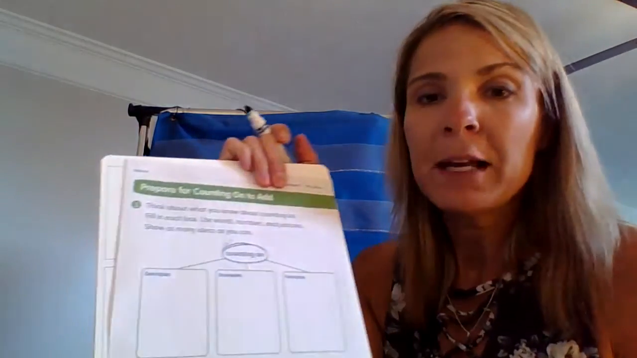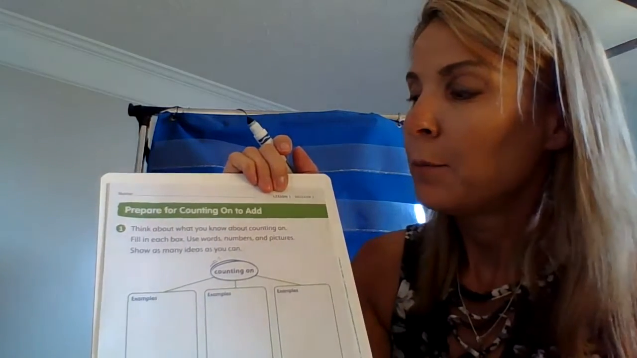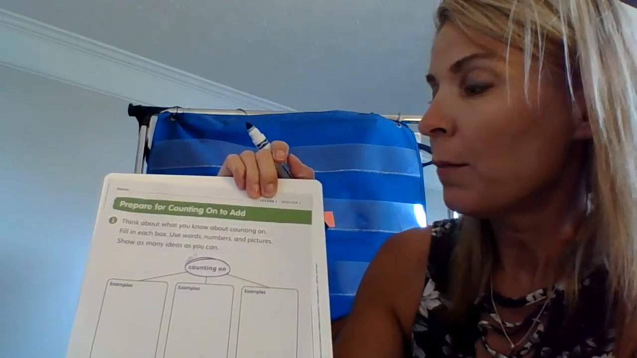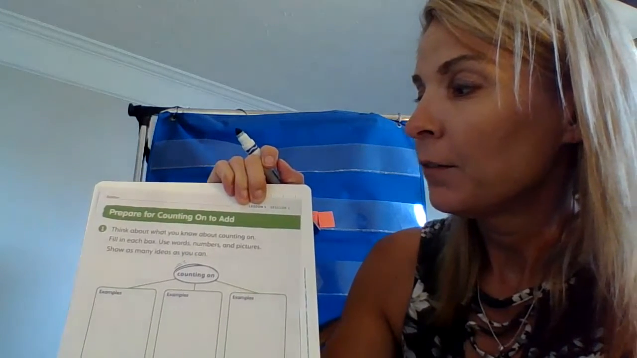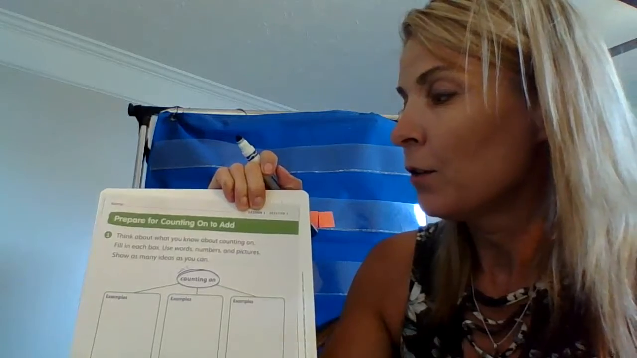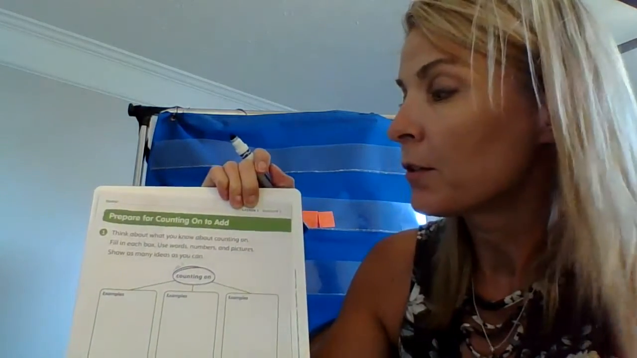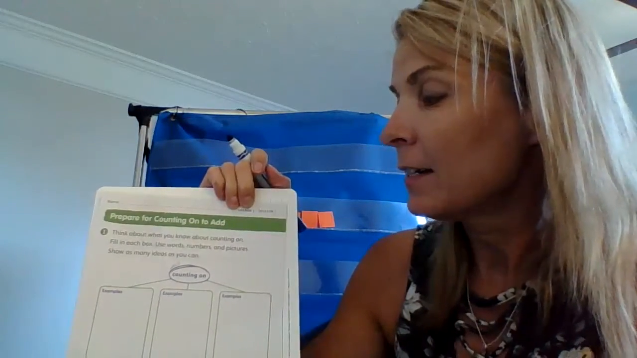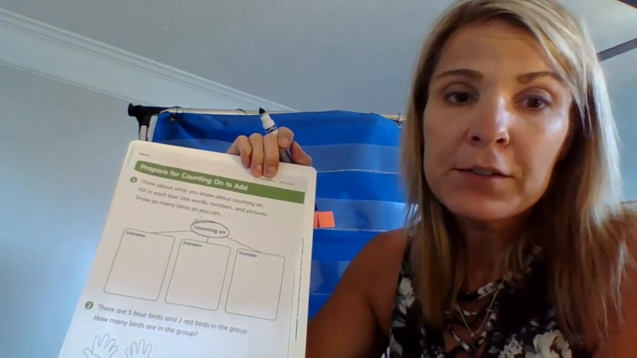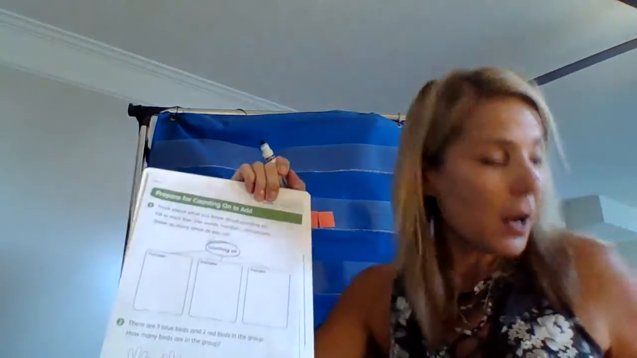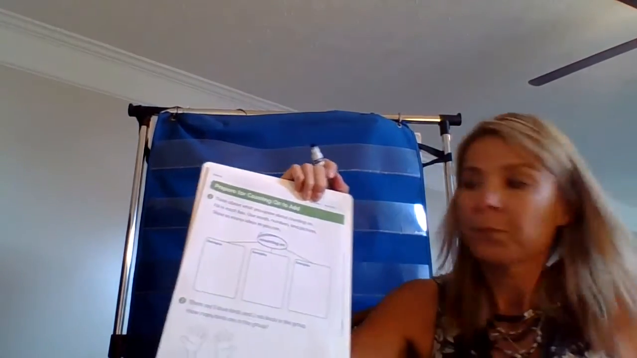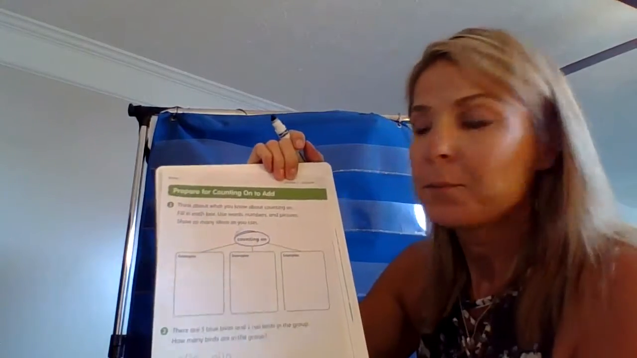Your next sheet is page 7. Prepare for counting on to add. Think about what you know about counting on. Fill in each box. So we have 3 boxes here. Okay, you can use pictures, words, or numbers. We're going to show as many ideas as we can about counting on. So I know we used fingers. Okay, we've used blocks.